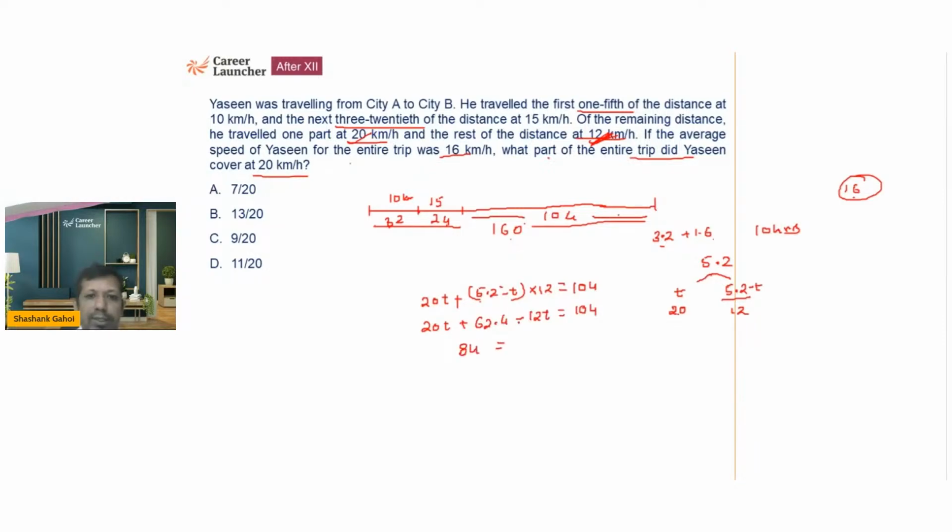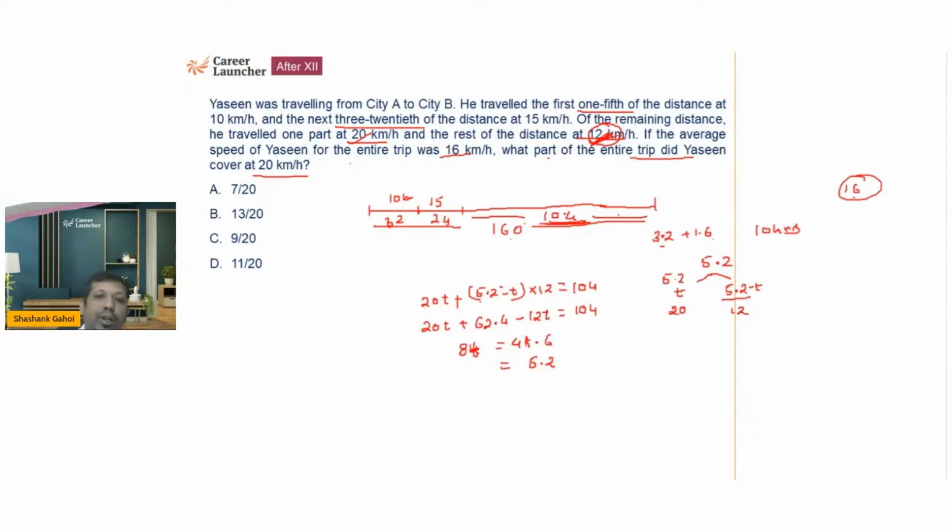8T is going to be 41.6, and that is going to be 5.2 hours. This is going to be 5.2 hours only. So it means he is covering this entire journey with a speed of 20, and he is not traveling any distance with a speed of 12. And this is what it says, because I'm getting the value of T as 5.2 hours.